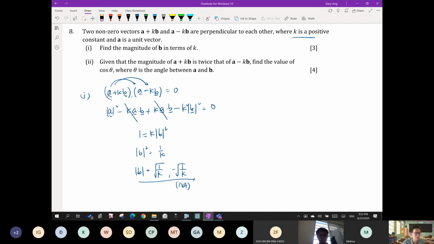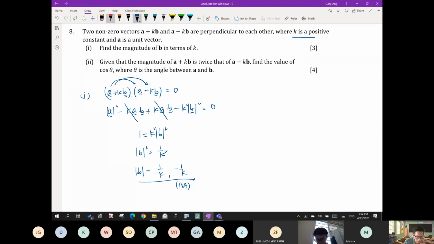Okay, so 3 marks, a bit generous. In the answer sheet, it says 1 over K. Hold on. Oh, because it's K squared. Oh dear, my bad. This is K squared, right? So it should be 1 over K, plus minus. Thank you very much. Sorry, I missed out the K square.